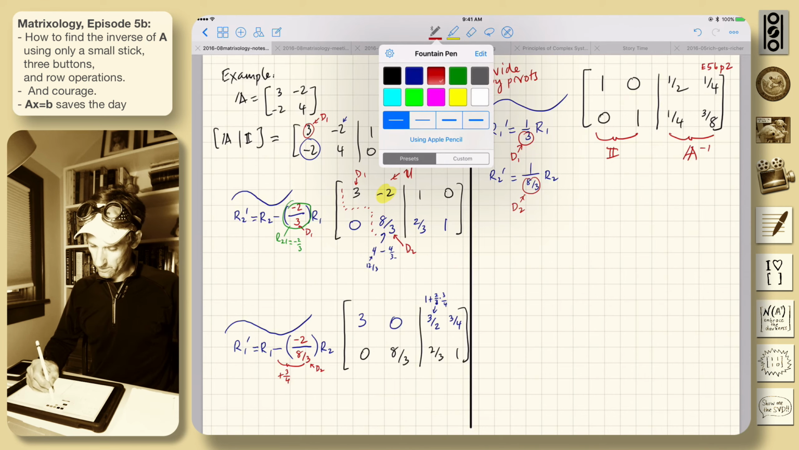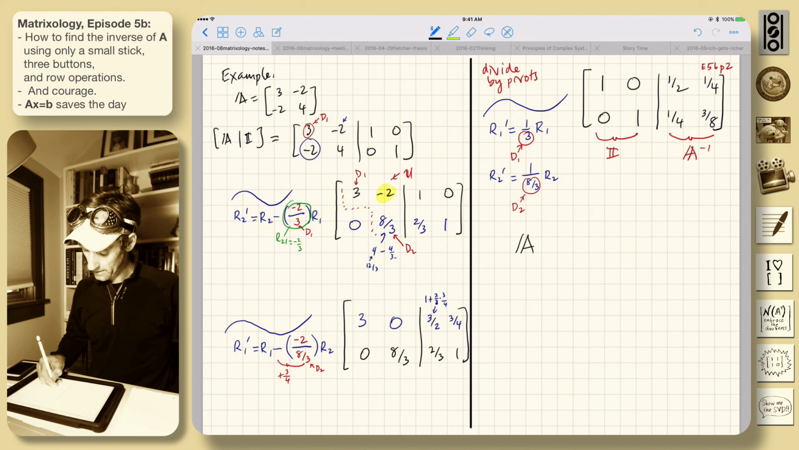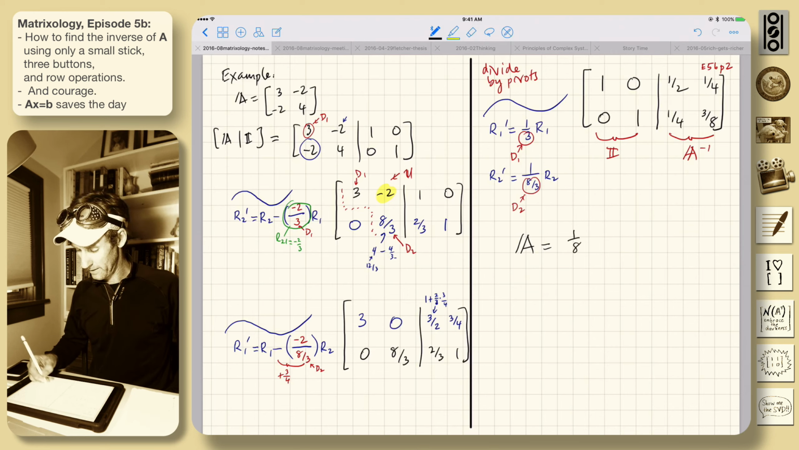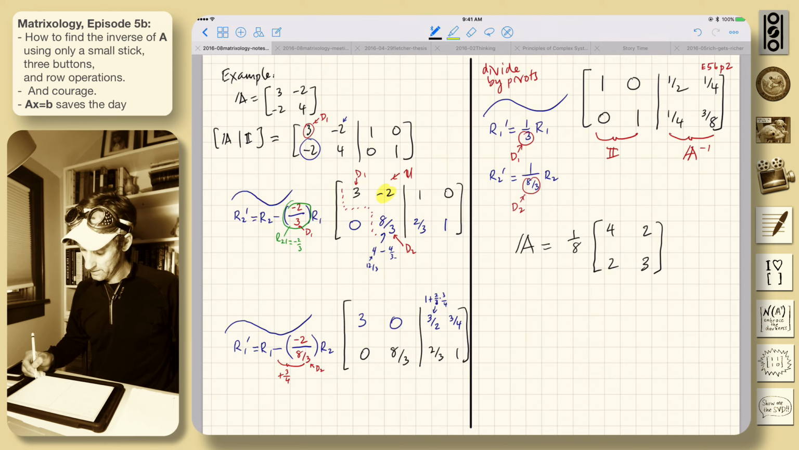So let's bring it out, and I just want to identify something. I'm going to pull out the 8. There's a 1/8 we could pull out, right? And if we do that, we end up with a 4 here, a 2 here, a 2 here, and a 3 here. This is just tidying up.